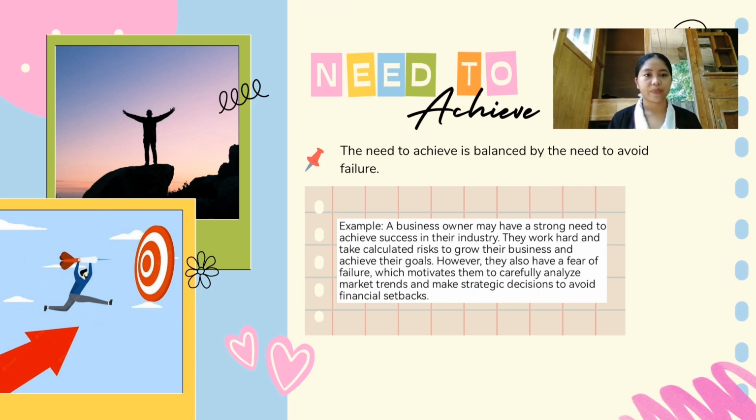For example, a business owner may have a strong need to achieve success in their industry. They work hard and take calculated risks to grow their business and achieve their goals. However, they also have a fear of failure, which motivates them to carefully analyze market trends and make strategic decisions to avoid financial setbacks. So the need to achieve and the need to avoid failure work together to drive individuals towards success while also keeping them grounded and cautious in their pursuits.